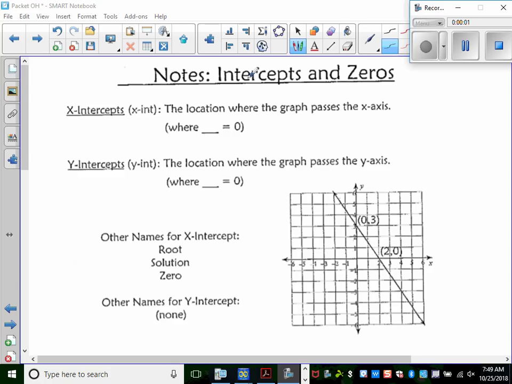28, you'll see the title that says intercepts and zeros. So intercepts basically is where the graph crosses that particular axis. So like here, the x-intercept is the location where the graph passes the x-axis and where y equals 0.